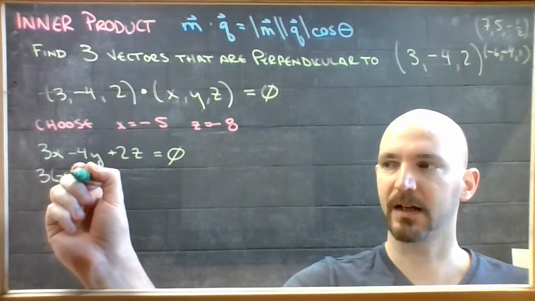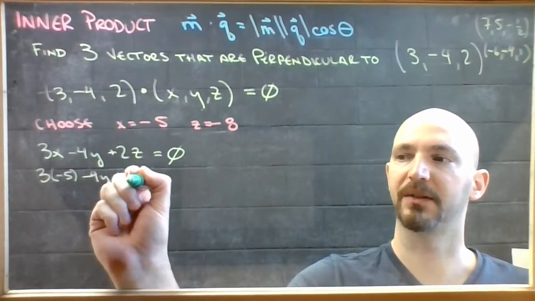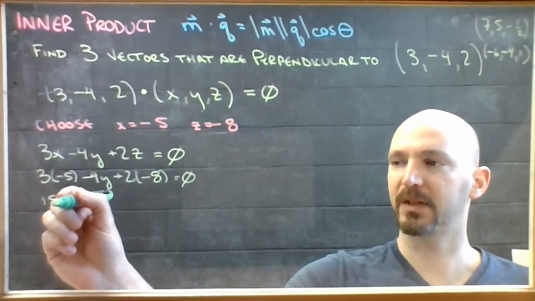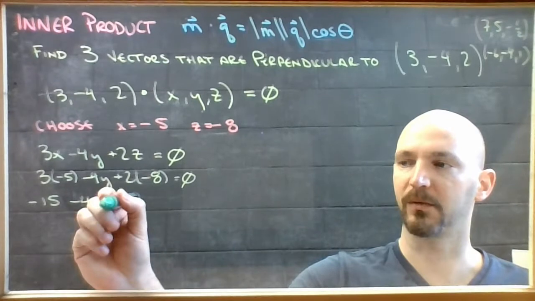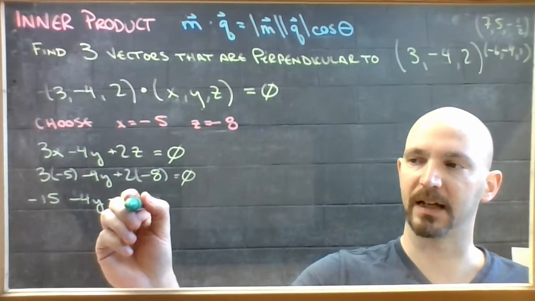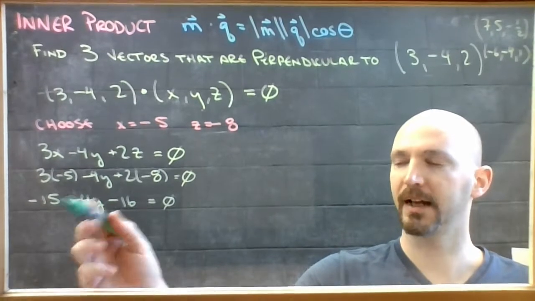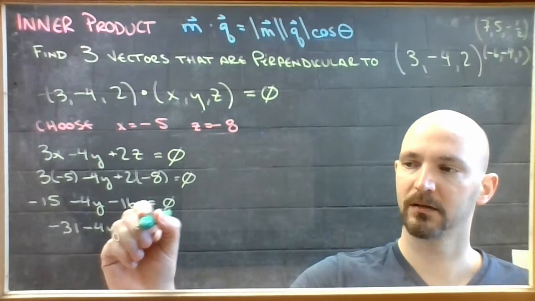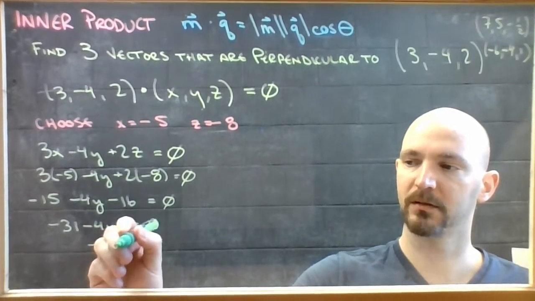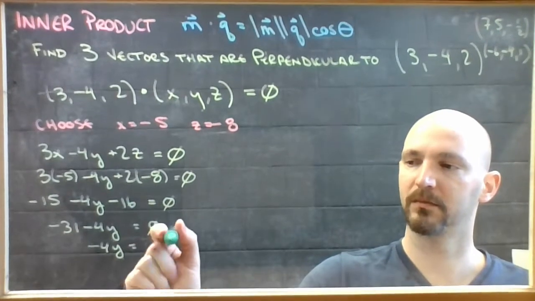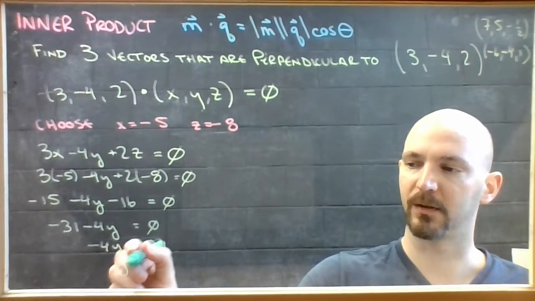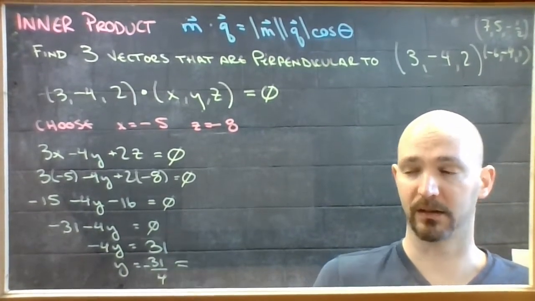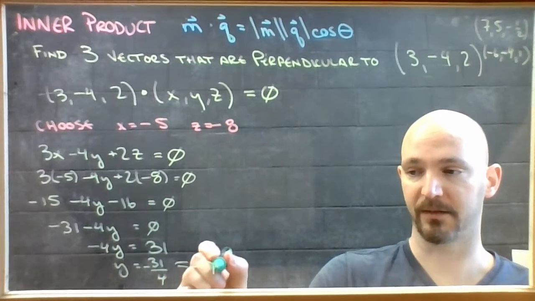3 times negative 5 is 4 times y plus 2 times negative 8 equals 0. That's negative 15 minus 4y. 2 times negative 8 would be negative 16. Negative 15 minus 16 would be negative 31. Bring that over. So I'd have 31 over 4, which is 7.75.